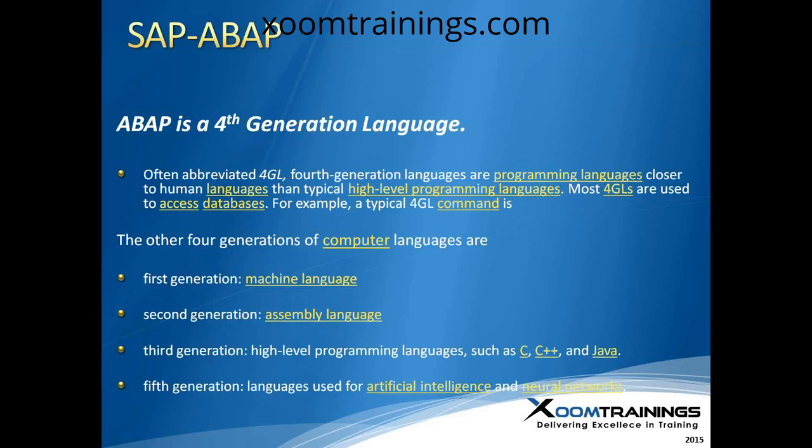And ABAP is a 4th generation programming language. The 1st generation, I guess, is machine level language, only zeros and ones. The most efficient programming language in the world is 1st generation, but we can't write big programs in machine level language. That's why we went to 2nd generation, assembly language programming, ALP. In ALP we came from zeros and ones to some mnemonics, small meaningful English words.